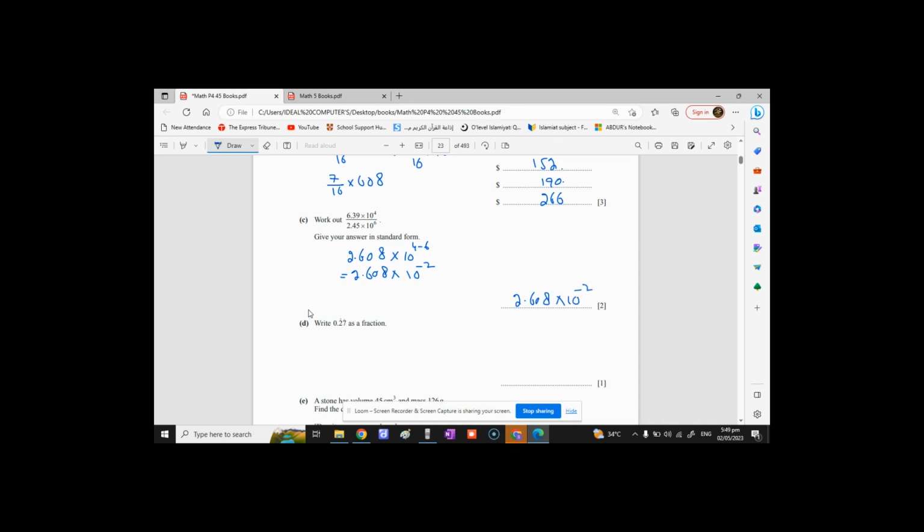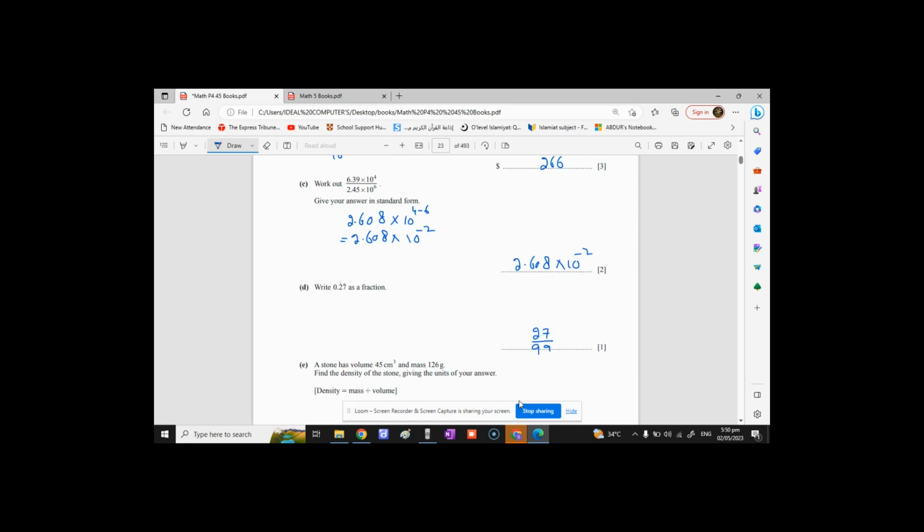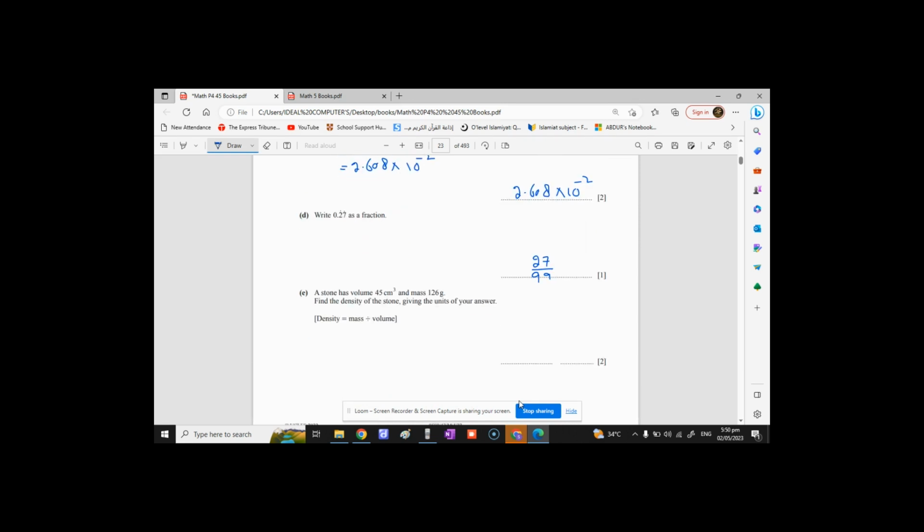Next is D part. Write the recurring decimals as a fraction. So we know that we have two dots, and we can just write it like this: 27 upon, and if the number of dots is 2, we'll divide by 99. If it is 1, we'll divide by just 9. Okay, the next is E part.